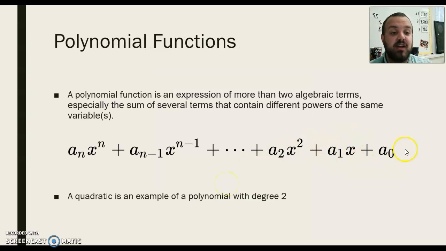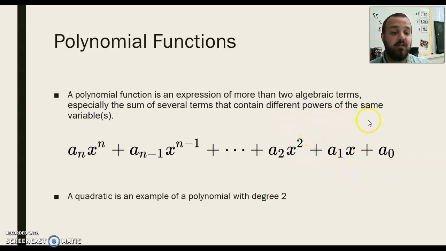These last two portions here would be a linear function, right? Something times x plus something. In order for it to be a quadratic, it will be a polynomial of degree 2, meaning the highest exponent it has is 2. And by the way, the exponents do have to be whole number exponents, so we're not dealing with negative exponents or fractional exponents. They have to be whole number exponents in order for it to be a polynomial, okay?